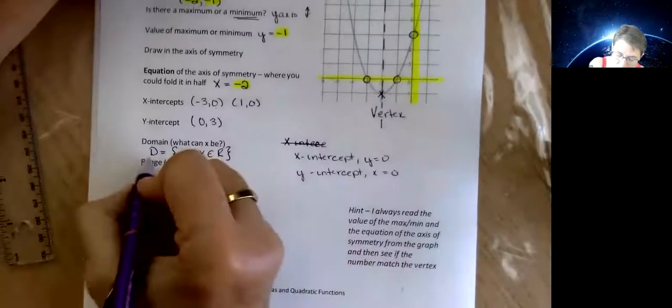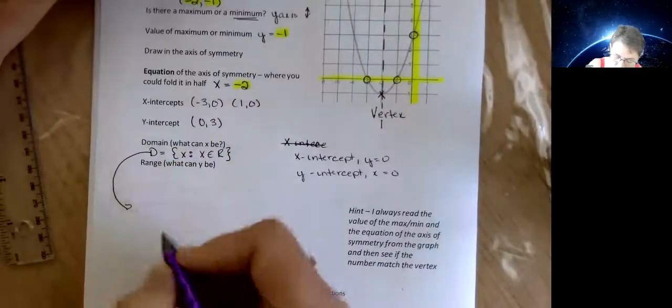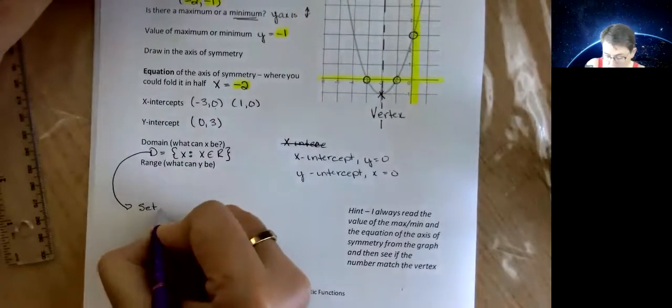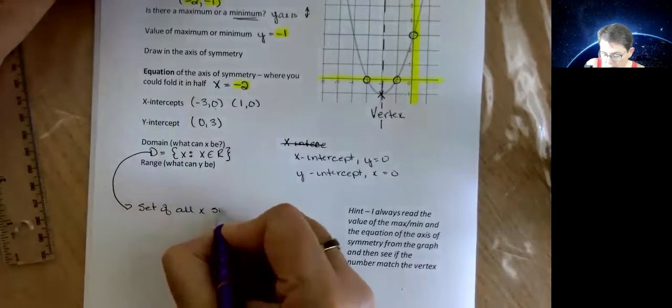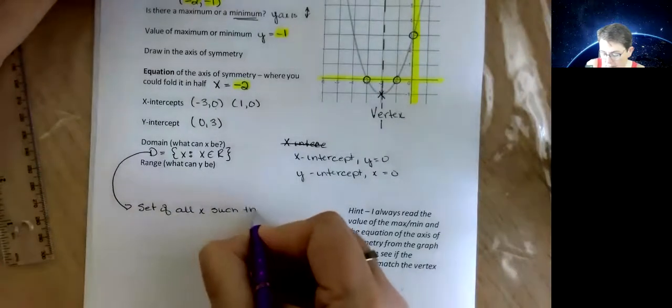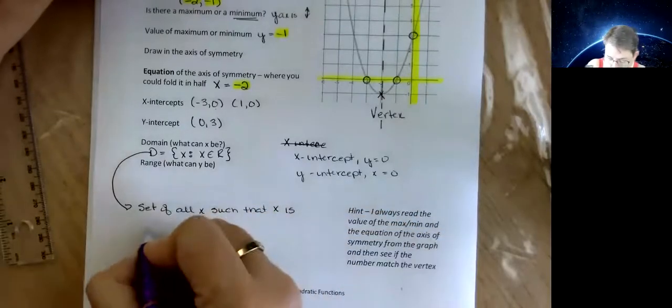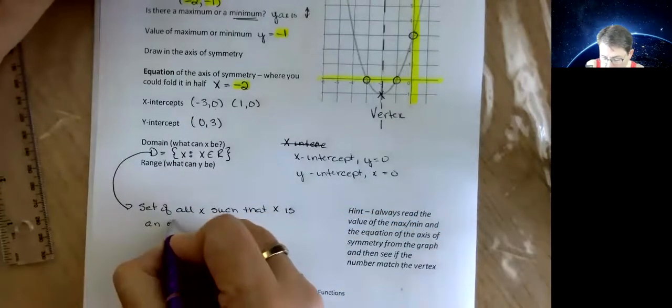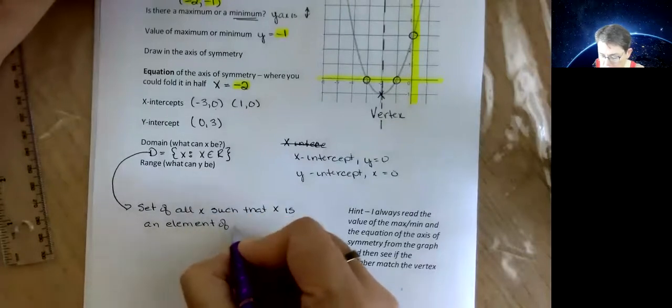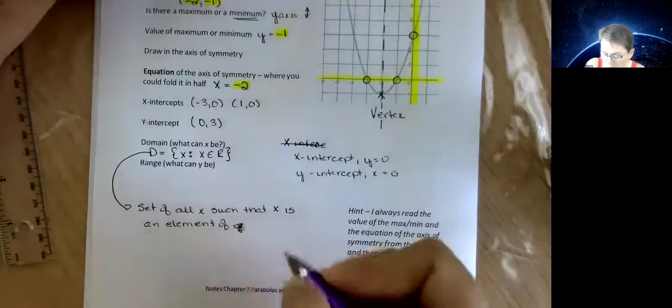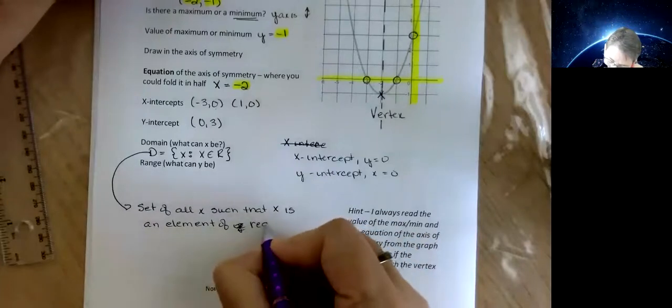I'm going to translate that down here. Set of all x such that x is an element of real numbers.